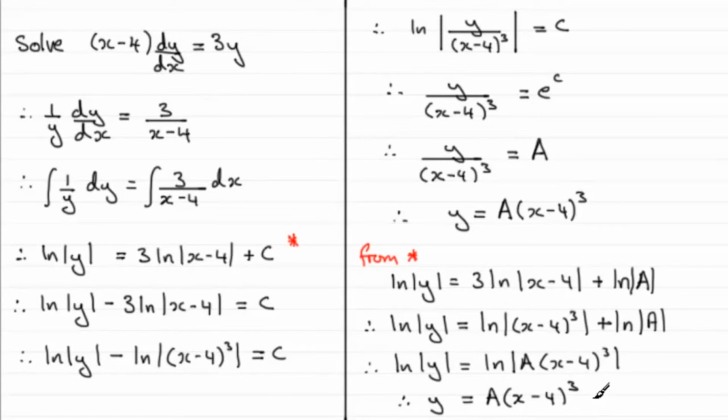So you have 2 versions then of achieving this result here, that y equals a bracket x minus 4 all cubed. So there's our answer. Either approached from this direction or approached from this direction.